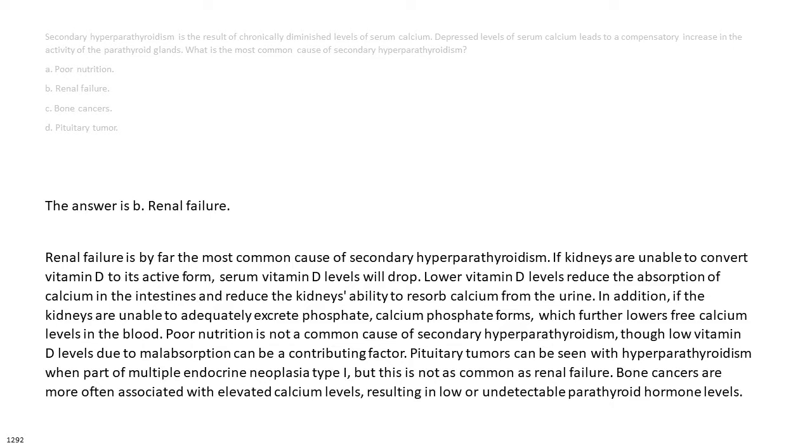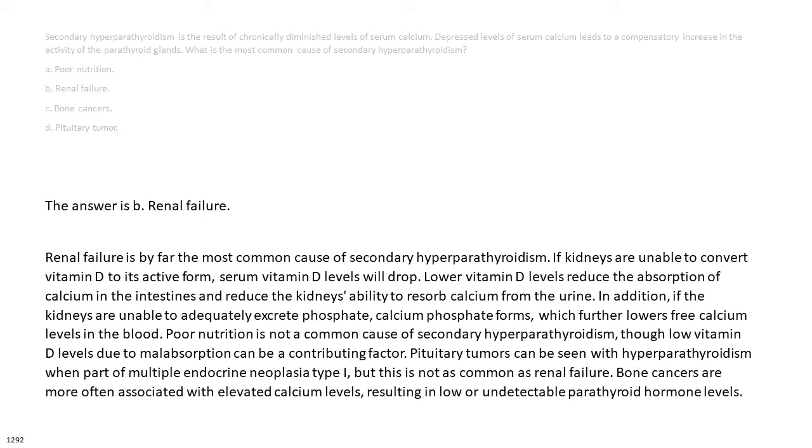The answer is B. Renal failure. Renal failure is by far the most common cause of secondary hyperparathyroidism. If kidneys are unable to convert vitamin D to its active form, serum vitamin D levels will drop. Lower vitamin D levels reduce the absorption of calcium in the intestines and reduce the kidney's ability to resorb calcium from the urine. In addition, if the kidneys are unable to adequately excrete phosphate, calcium phosphate forms, which further lowers free calcium levels in the blood.